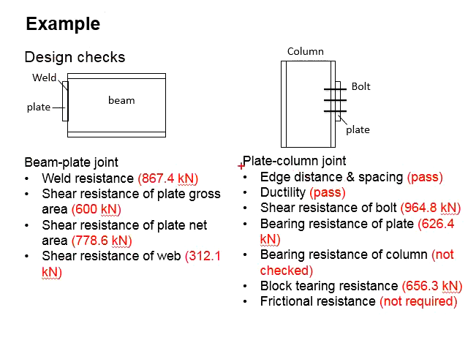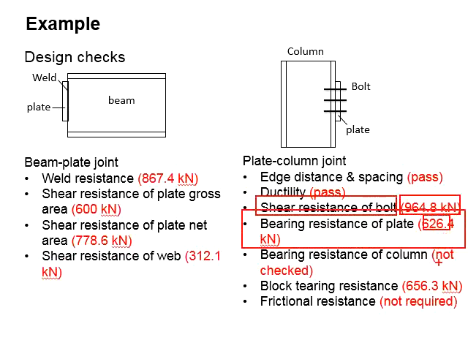You have checked the edge distance and the spacing, you find it pass. You have checked the ductility, you find it pass as well. You have checked the shear resistance of the bolts, these are the capacity. The bearing resistance of the plates as given here.